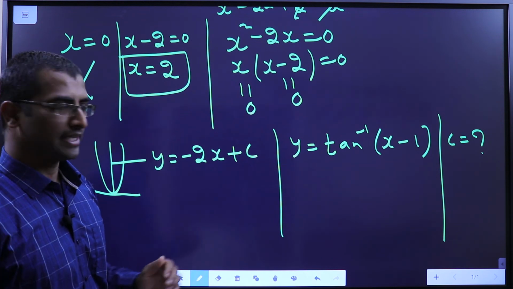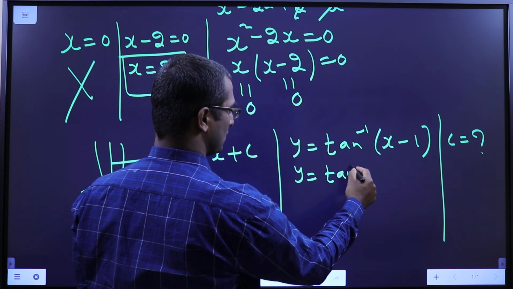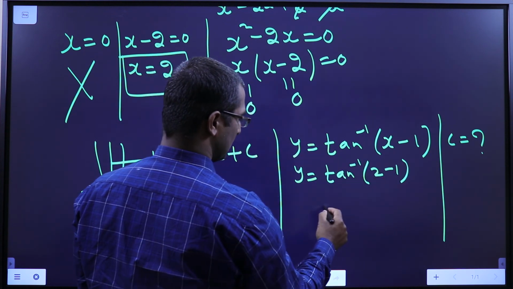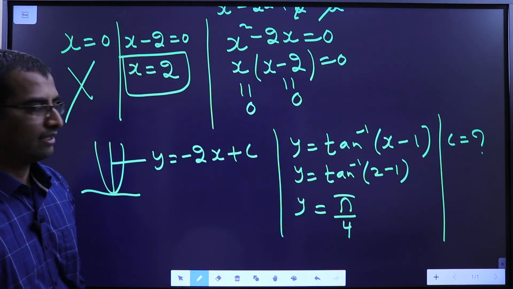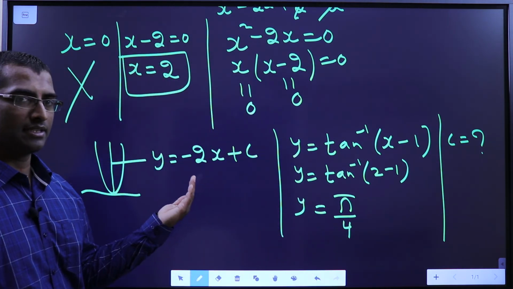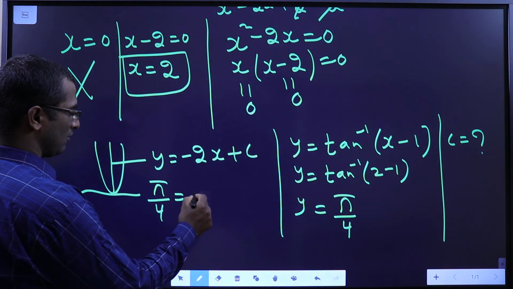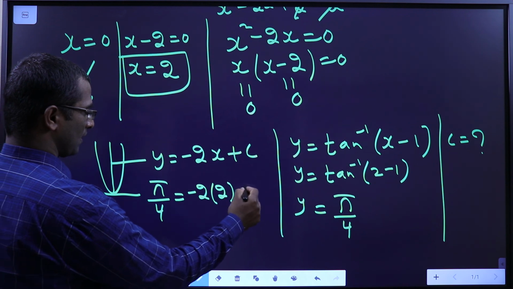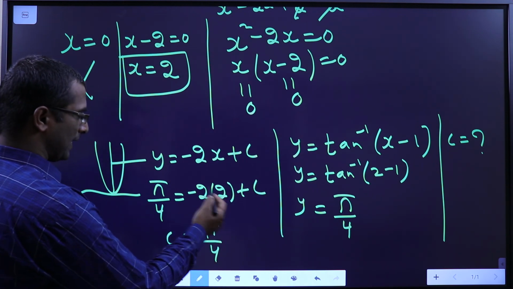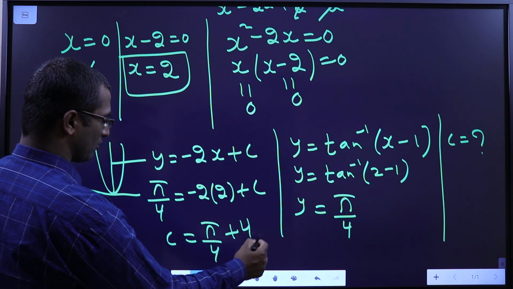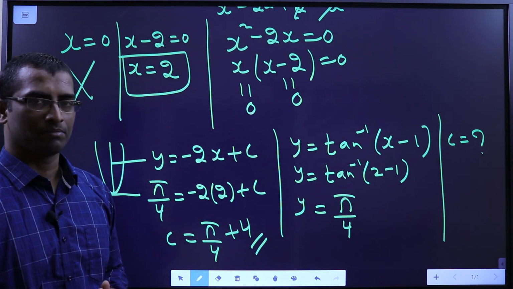Clear? Let's do it. If I replace x equal to 2 here, what do I get? Tan inverse 2 minus 1, which is tan inverse 1, which is pi by 4. Okay. Replace y equal to pi by 4 in this, and also x equal to 2. So pi by 4 equal to minus 2 into 2 plus c. So c is nothing but pi by 4, here minus 4 shifted to the other side, plus 4. We found the value of c. Clear? Okay.